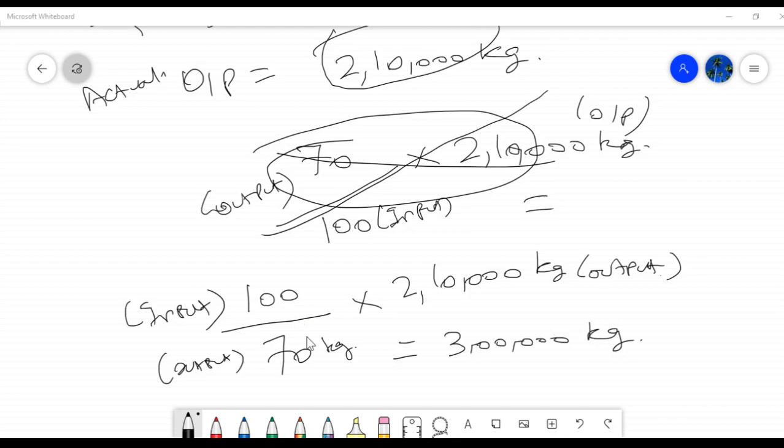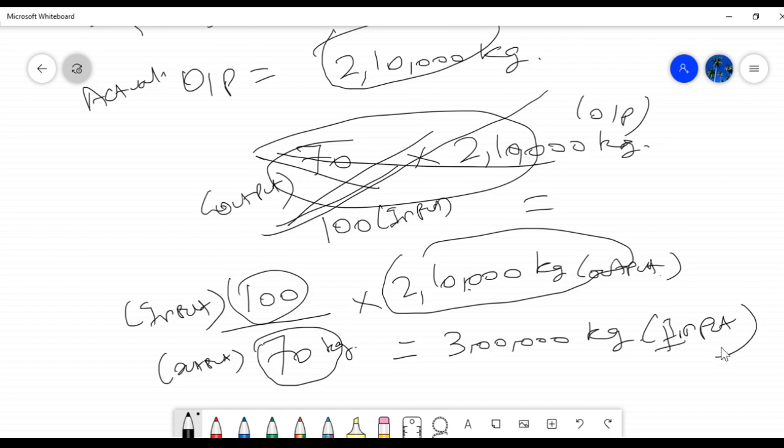Just take your calculator and work it out. 3 lakh kgs. You should not get confused between this one; that's why I did the right one and the wrong one also. This is wrong. Logically also you can think: if you put 100 input, you will get 70 kg output. Then for 2,10,000 kg output, definitely we would have used more input.